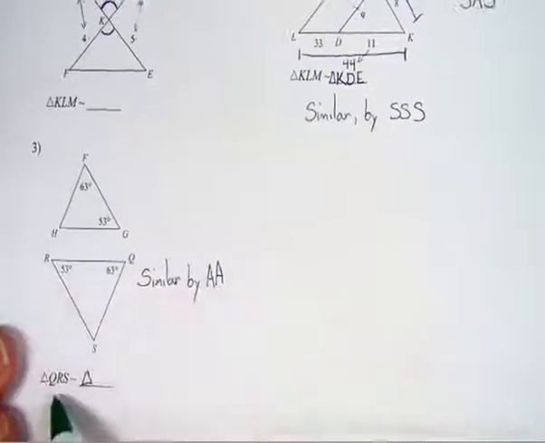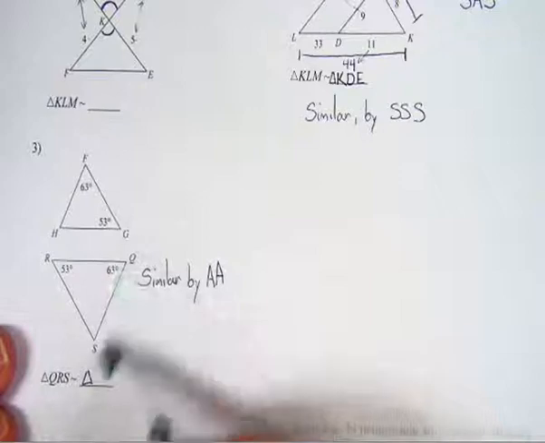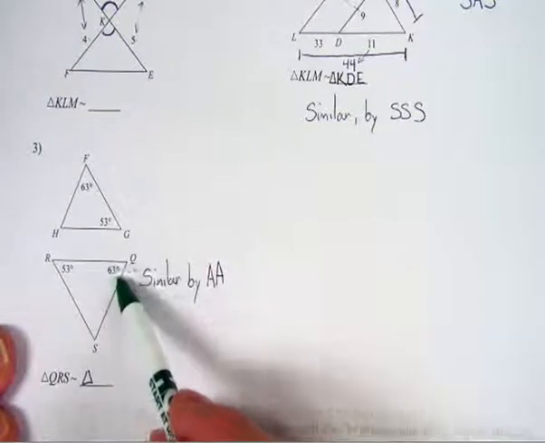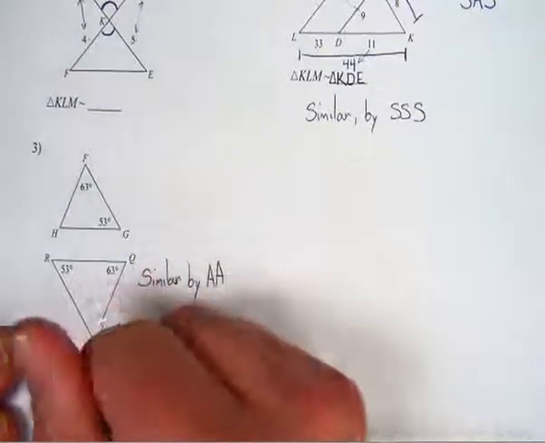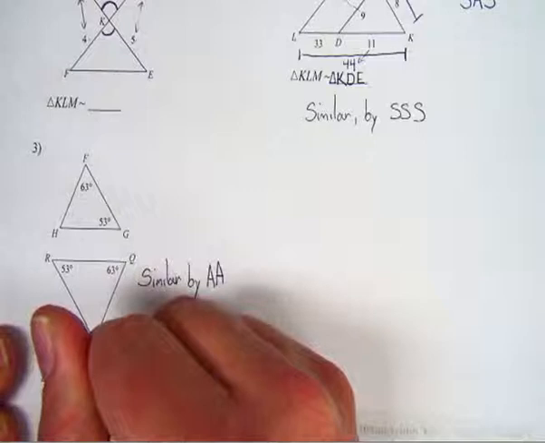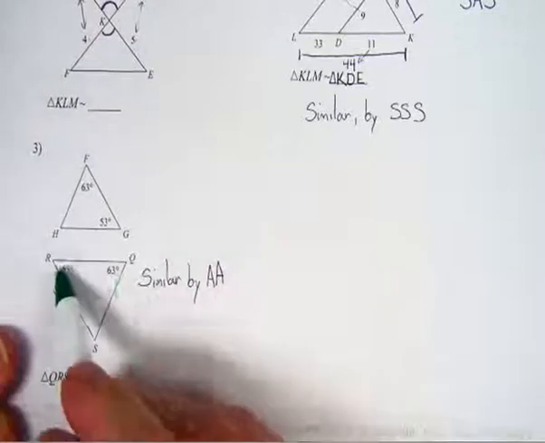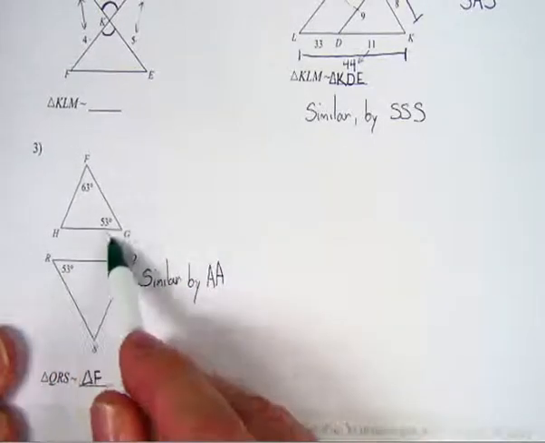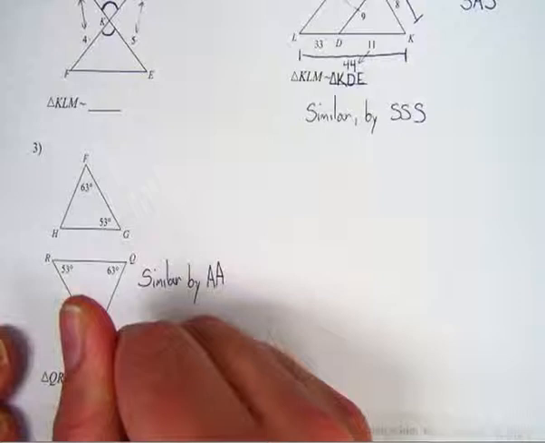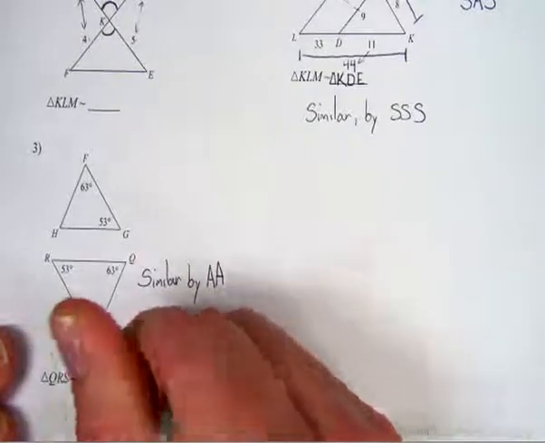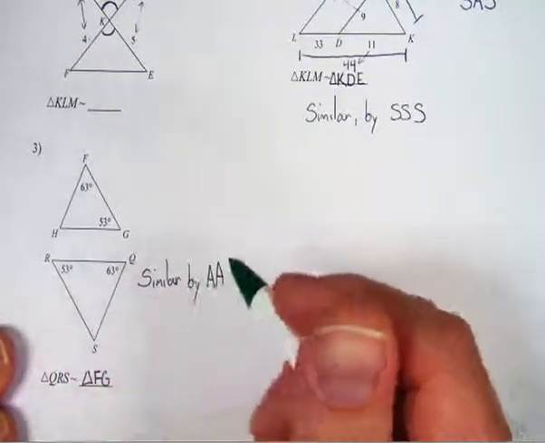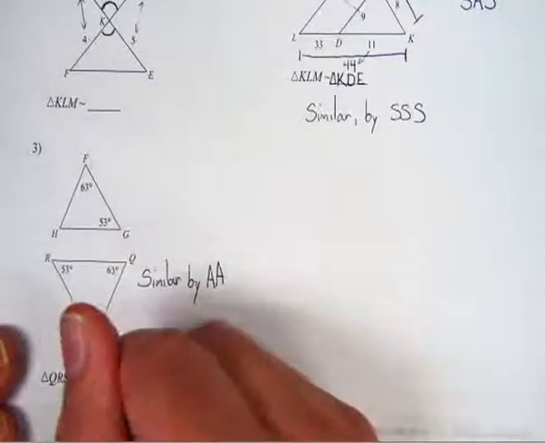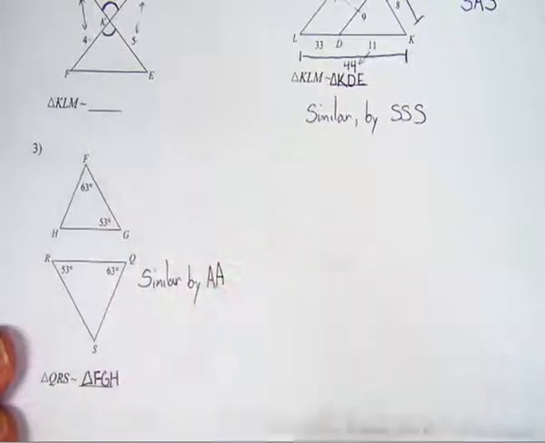Triangle QRS is similar to triangle, well, Q is our 63-degree angle, so that's going to correspond with F. R is our 53-degree angle, so that's going to correspond with G. And then our remaining unknown angle would be H. So we can say that triangle QRS is similar to triangle FGH. And with that, we're finished.